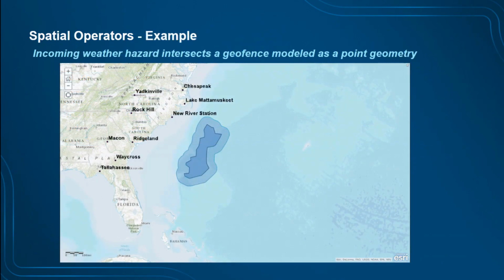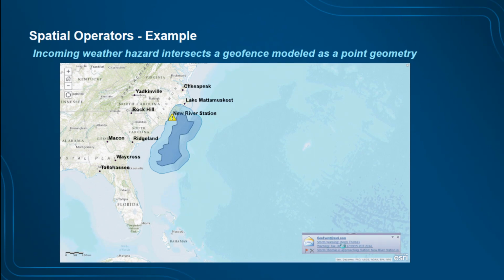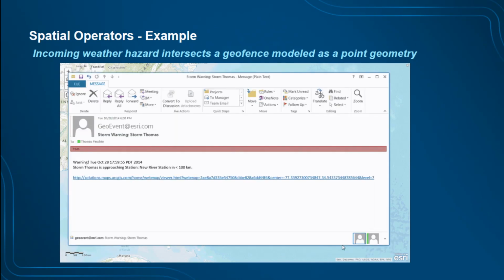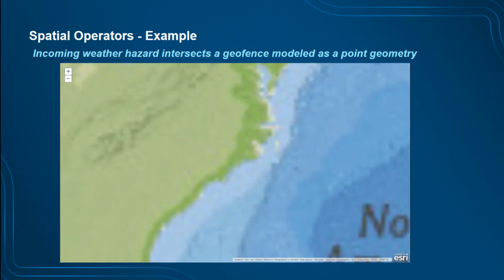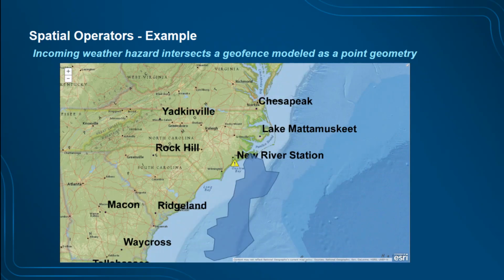To take a look at that as an animation, here we have a storm that is approaching the east coast of the United States. And we've buffered that storm so that we have a little bit of early warning. We've determined that that buffer intersects one of the point geofences, and so we're going to generate an alert and send an email message. Inside that email message, we were able to encode a URL that allows the user to click, bring up a web map, and quickly inspect to see what the storm is doing and which of the critical facilities are about to be impacted.